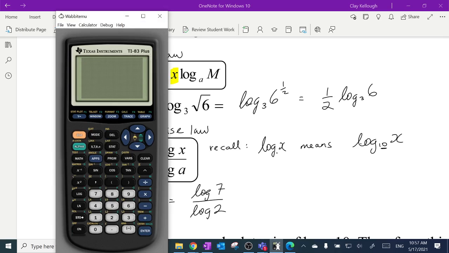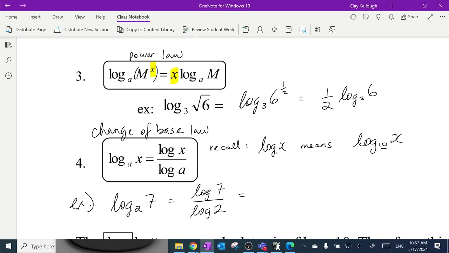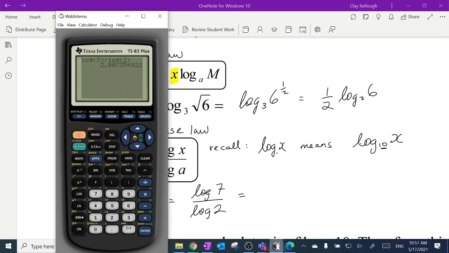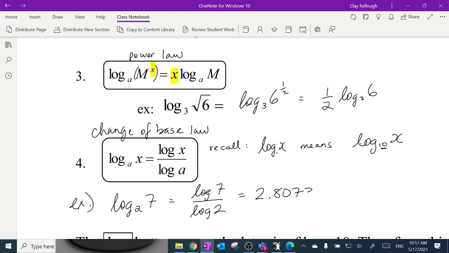Clear, clear, clear. Log of 7. Now careful, if you have the kind of calculator like mine, notice it opened a bracket for you. Close that bracket again because you're moving on to divide. Log of 2, close bracket. Everyone should try this in their calculator. Boom, you get that. I was right, it was closer to 3. What was it again? 2.80735, yada, yada, yada. Isn't that nice?